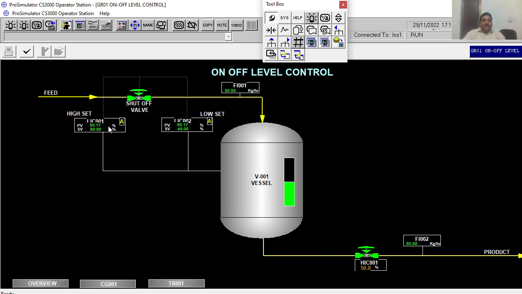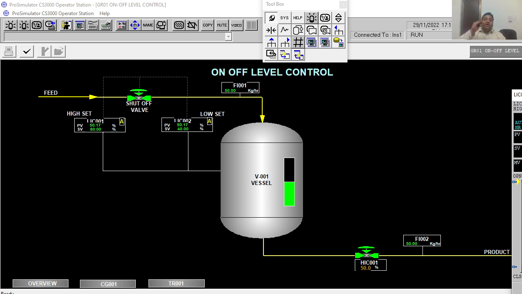The moment I click the controller, I have some indicators in this place. You can see process value, set point value, and manipulated variable. What is the process value? Presently the tank level is around 50.17%. The present value or level of the tank is called the process value. The set value here is the high set value, that means the maximum level the tank can go. Here it is given as 80%. That means the tank level should not increase more than 80%. That is called the high set point.